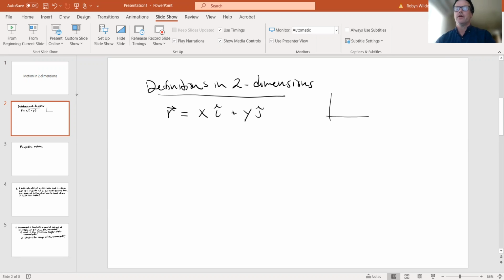So if I were to make a graph here, I'd have an X and a Y coordinate, and my particle would be here, and R would be the vector that points from the origin to that point. If the particle moves over here, let's say, well, now I'd have an initial position vector and a final position vector.